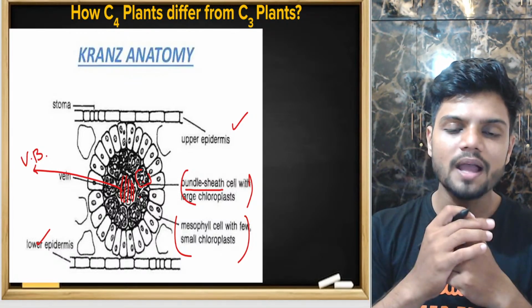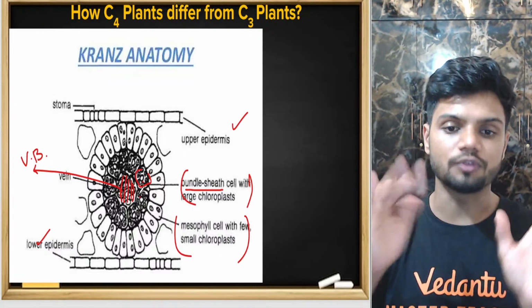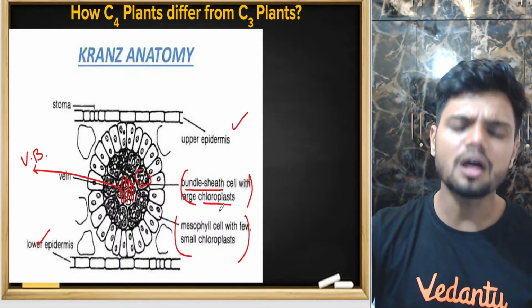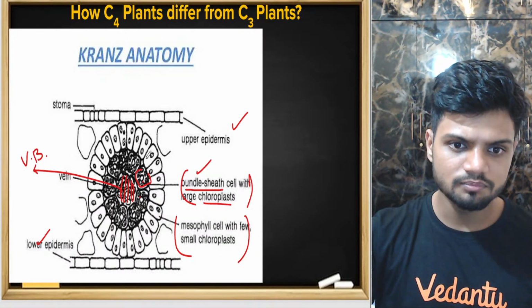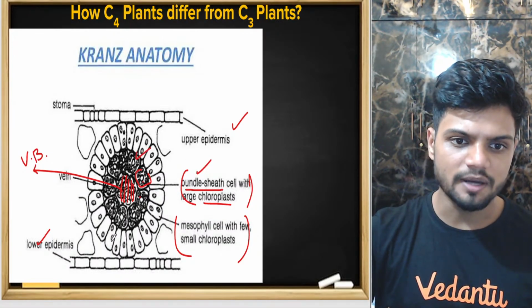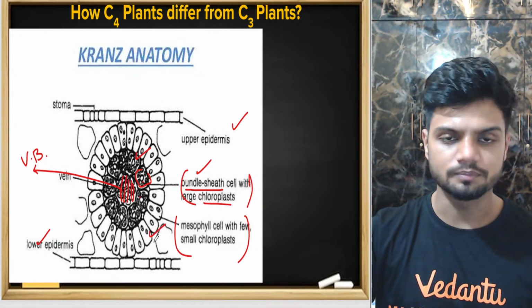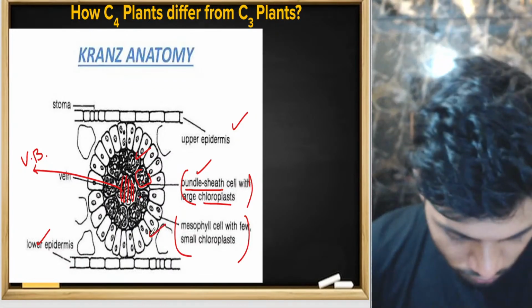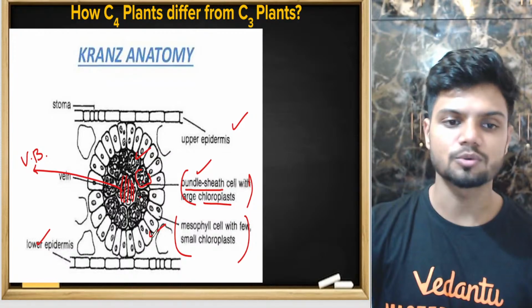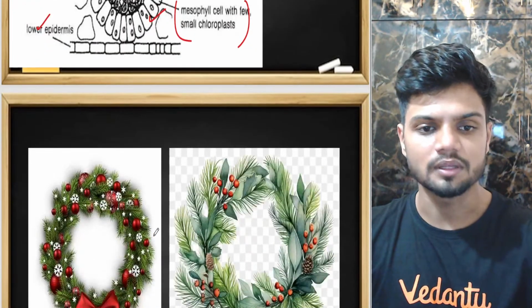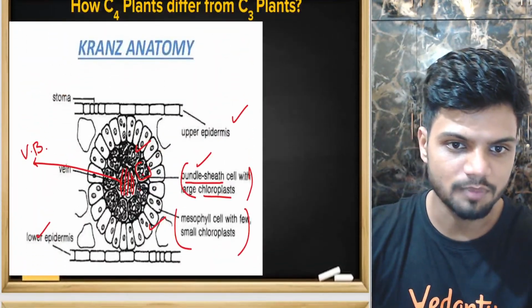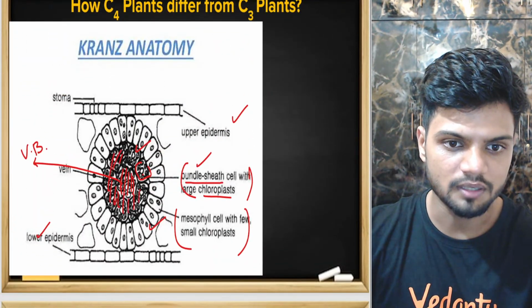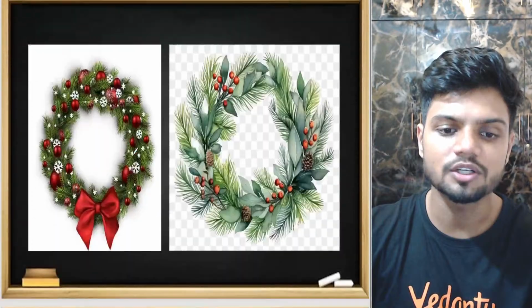It is tightly packed and it has a high amount of chlorophyll, large chloroplasts, in the bundle sheath. So we have the bundle sheath here, and the outside part is called the mesophyll. Okay, mesophyll on the outside. This is called Kranz anatomy. This is called a wreath. See, a similar structure here. This red part is called the wreath-like structure, or bundle sheath.